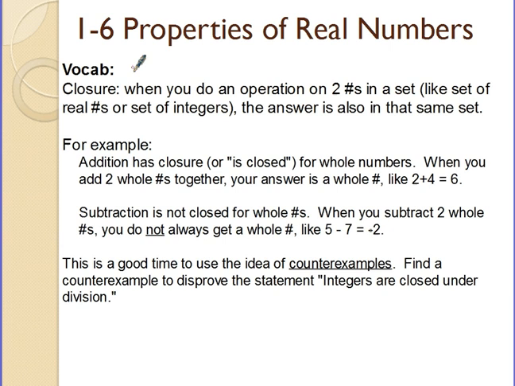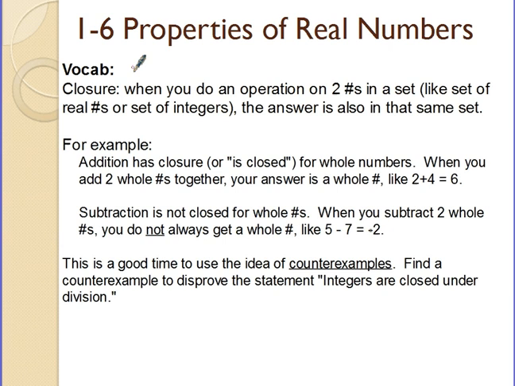Okay. Subtraction, though, is not closed. If you subtract two whole numbers, sometimes you get a whole number. Like if you do 8 minus 3, you get 5, which is also a whole number. But you don't always get a whole number because you could subtract a bigger number from a smaller one and end up with a negative number. And negative numbers aren't whole numbers, they're integers.